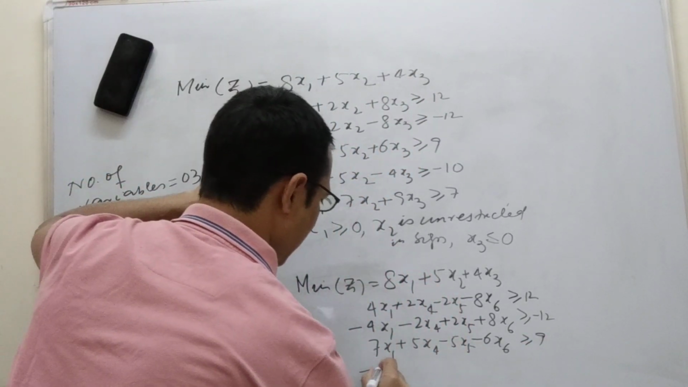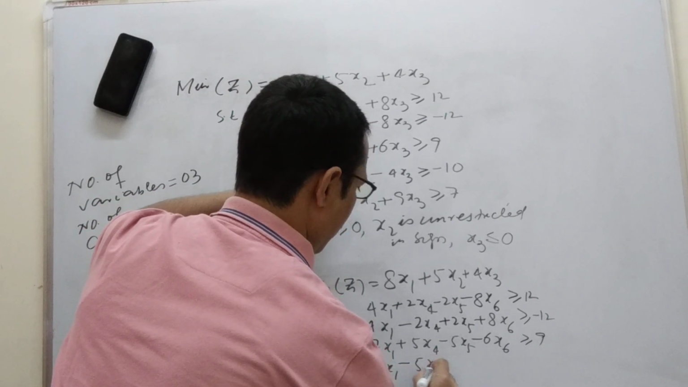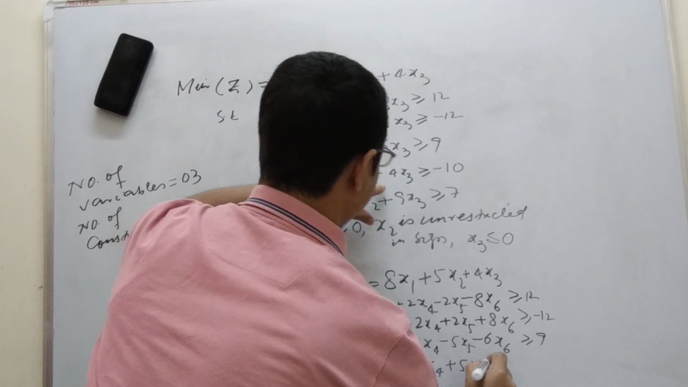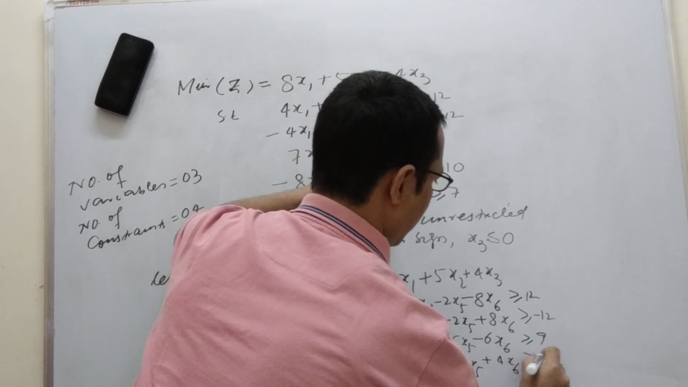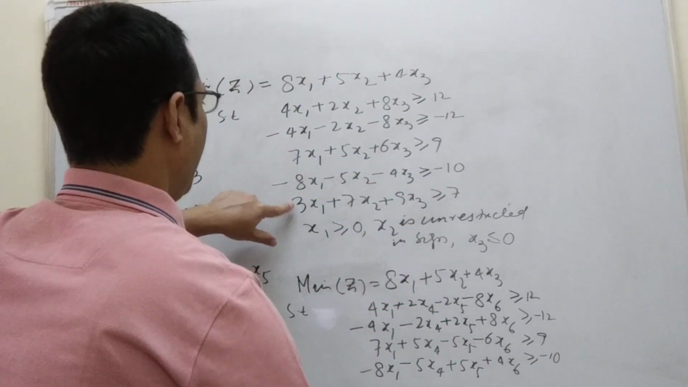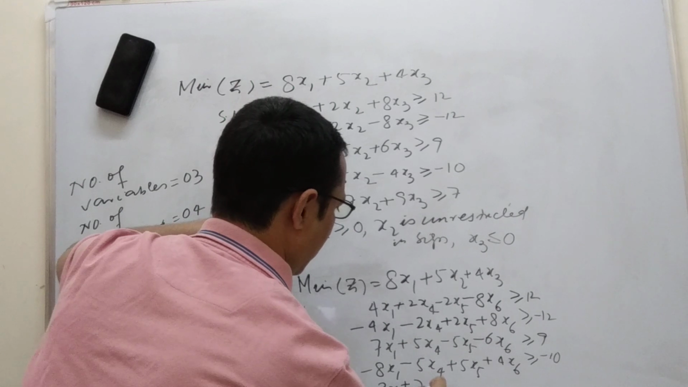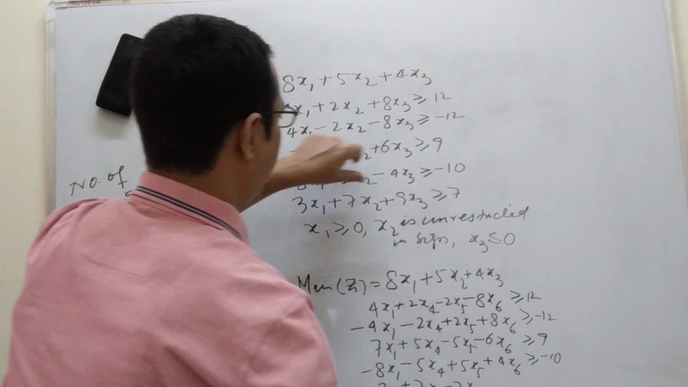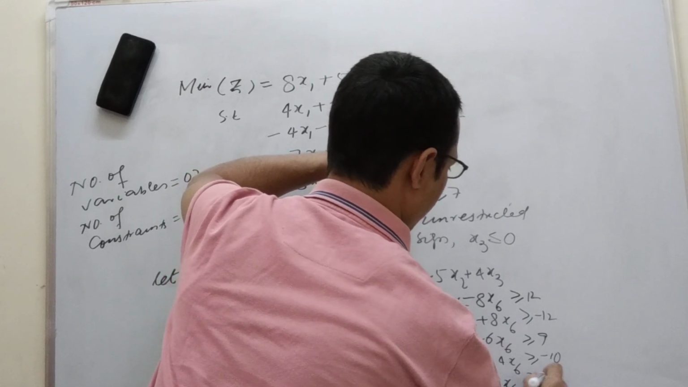Okay, minus 8x1 minus 5x4 plus 5x5 minus 4x6 greater than or equal to minus 10. And 3x1 plus 7x4 minus 7x5 minus 9x6 greater than or equal to 7.